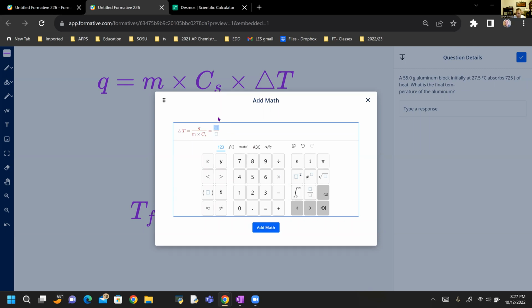And so the delta T is going to be equal to Q. Well, what does this say happens? It says the aluminum block absorbs 725 joules. So we know we're going to have 725 joules as our Q. Our mass is 55.0 grams. And we're going to multiply that times our specific heat capacity of aluminum.